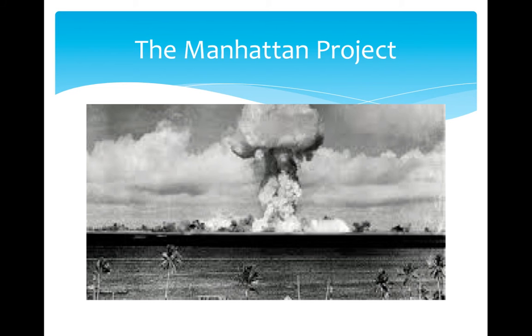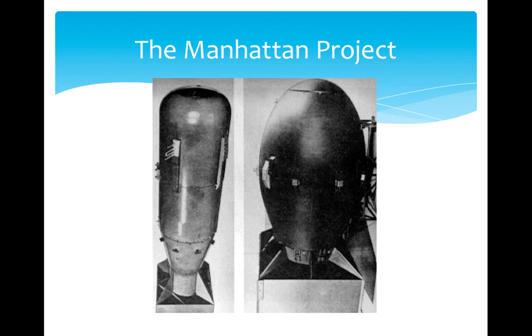Here is a picture of the mushroom cloud that was a result of detonating the first atomic bomb in 1945. Here's a picture of the 2 bombs that were dropped on Hiroshima and Nagasaki, Japan. The 2 bombs were named Little Boy and Fat Man.